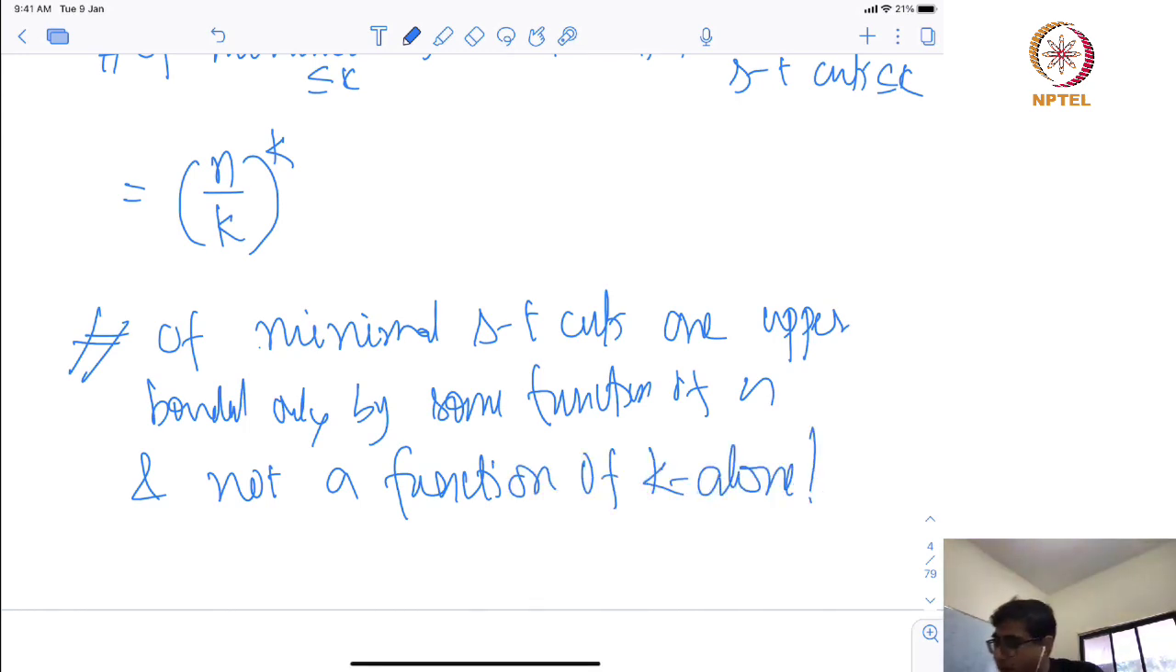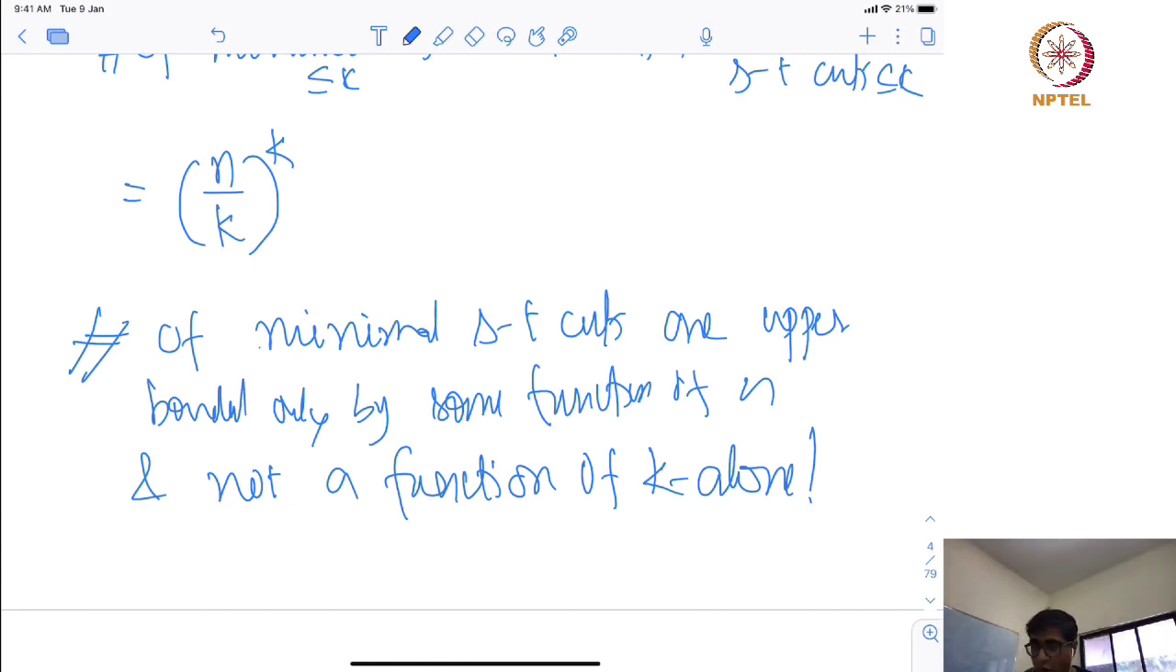Now you might ask, where do we require this? Why do we care about minimal ST cuts and all this? As I said to you before, if we could bound the number of minimal ST cuts by just a function of k, for many problems we could enumerate these minimal ST cuts and reduce the problem to one with a smaller parameter. We will see some examples in this lecture.